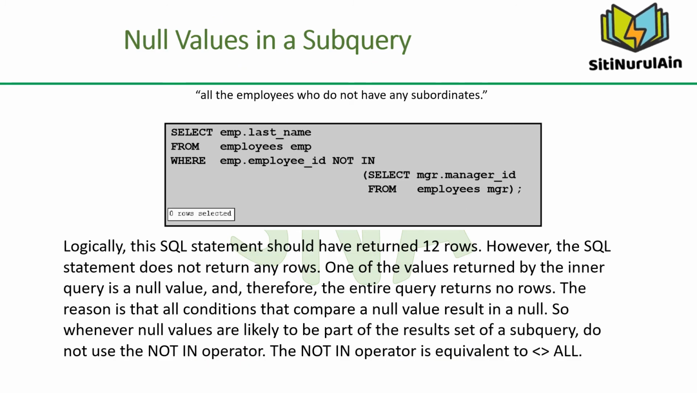The SQL statement in the slide attempts to display all the employees who do not have any subordinates. Logically, this SQL statement should return 12 rows. However, the SQL statement does not return any rows. One of the values returned by the inner query is a null value, and, therefore, the entire query returns no rows. So whenever null values are likely to be part of the result set of a subquery, do not use the not in operator. The not in operator is equivalent to not equal to all.